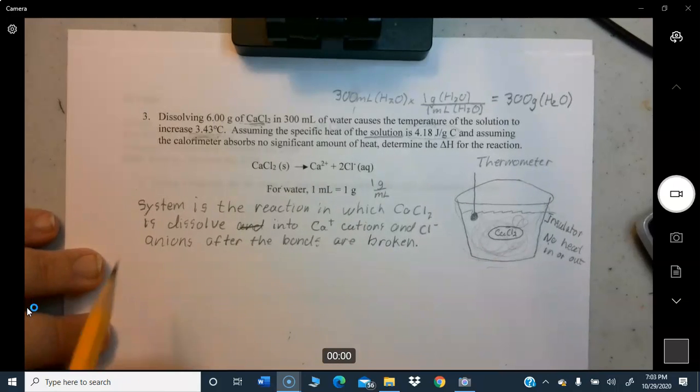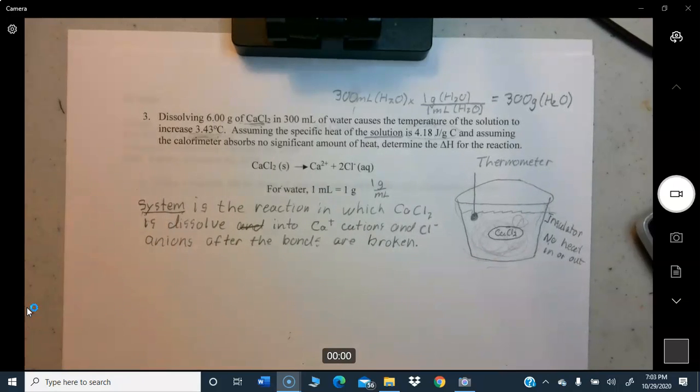Okay, so the system is the reaction. It's not the calcium chloride, it's not the water, it's no location in here. It's the bonds, it's the breaking of the bonds. It's that reaction which dissolves calcium chloride into calcium cations and chloride anions after the bonds are broken. So that's the system we're studying. It's those chemical bonds and how much energy is in those chemical bonds.